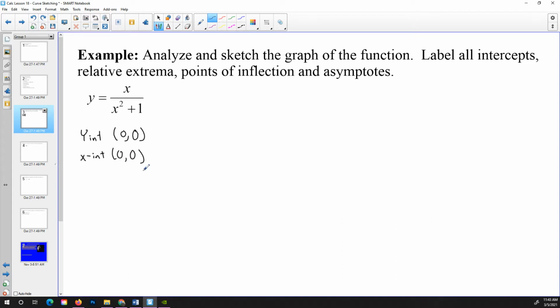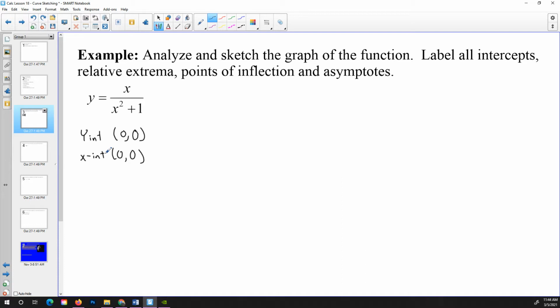And then we have to ask, are there any other values for x where it's going to cross the x-axis? The only way a fraction can be 0 is if the numerator is equal to 0. So since the numerator can only equal 0 when x is equal to 0, the only time it crosses the x and the y axis is going to be there at the origin. The next thing we want to talk about is symmetry. And this function has symmetry about the origin, and we'll see that a little bit later.